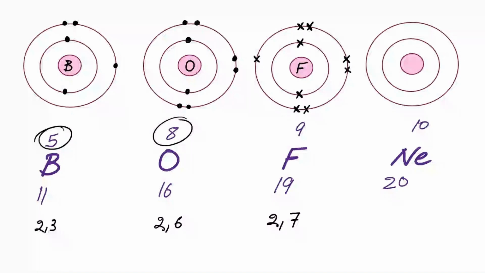What about the neon? Neon has 10 electrons. 2 electrons in the first shell, and the second one can hold up till 8, so 10. So we write here Ne. So 2 electrons here, remaining 8. 1, 2, 3, 4, 5, 6, 7, and 8.